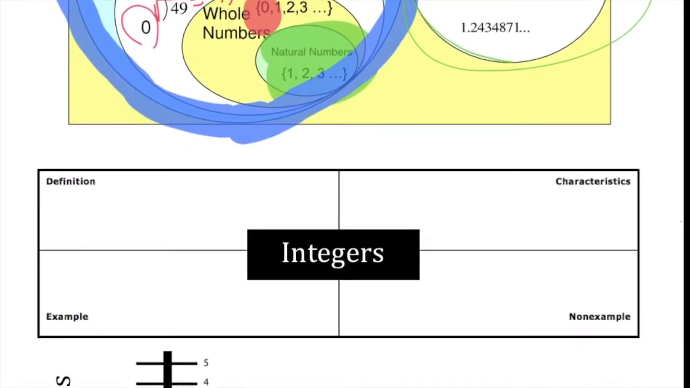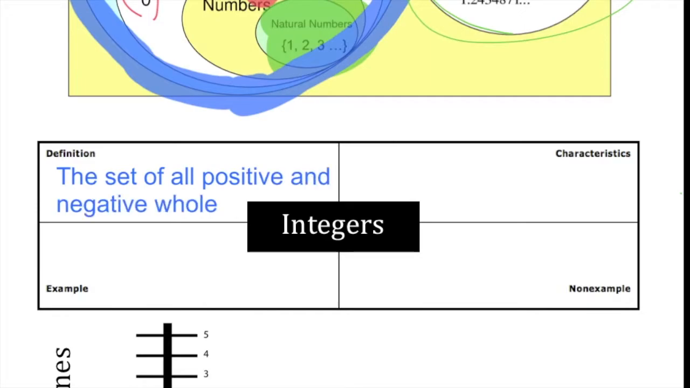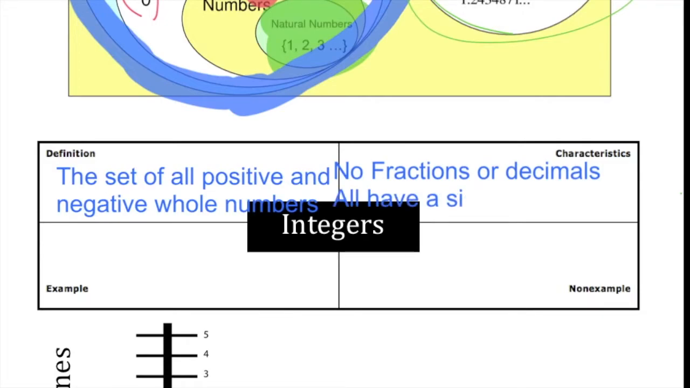So let's go ahead and define integers as the set of all positive and negative whole numbers. Some characteristics that are true about our integers is that we have no fractions or decimals, and we can also kind of describe that they all have a sign, kind of a direction.